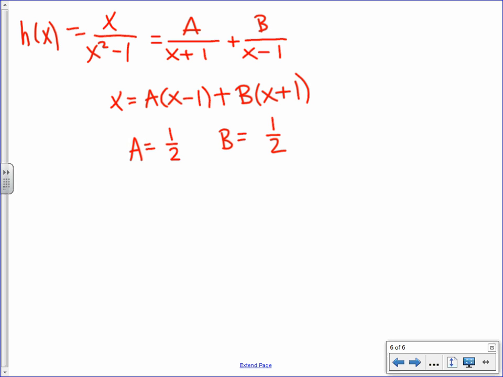Because they'd have to add up to one, and if you subtract one from the other... Okay, hold on. So we can now write h of x as 1/2 over 1 plus x, right? Plus 1/2 over negative 1 plus x.